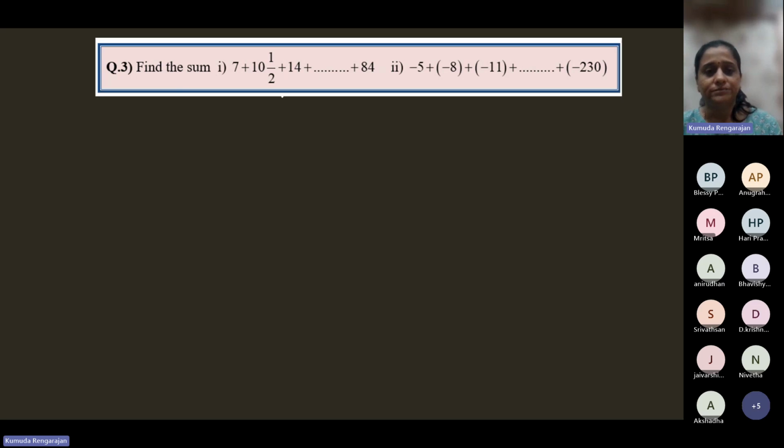So find the sum. Now it's not given, it's an arithmetic progression. You can check, but if nothing is given, it is an arithmetic progression. So find the sum: 7 plus 10.5 plus 14, so on till 84. And in the second one, minus 5 plus minus 8 plus minus 11, so on till minus 230. So you can see that the AP is finite. You know the first and the last terms in both. We'll have to find the sum of all the terms you see here.